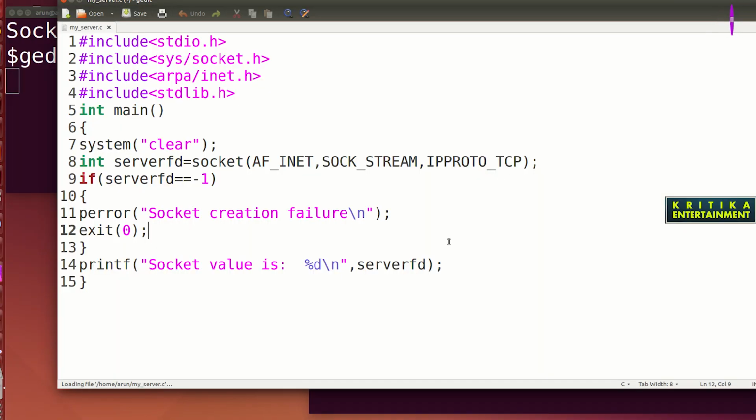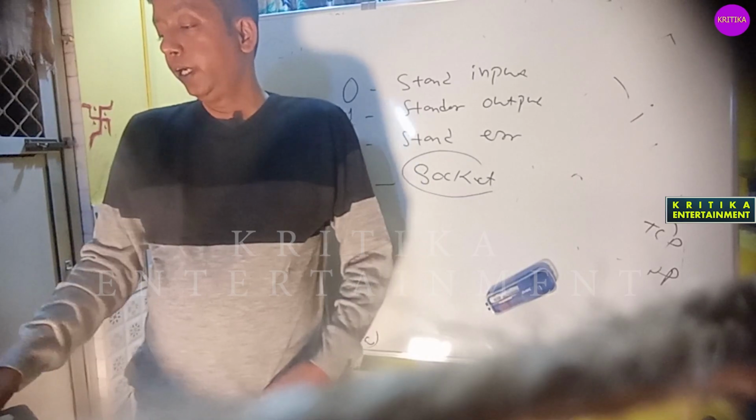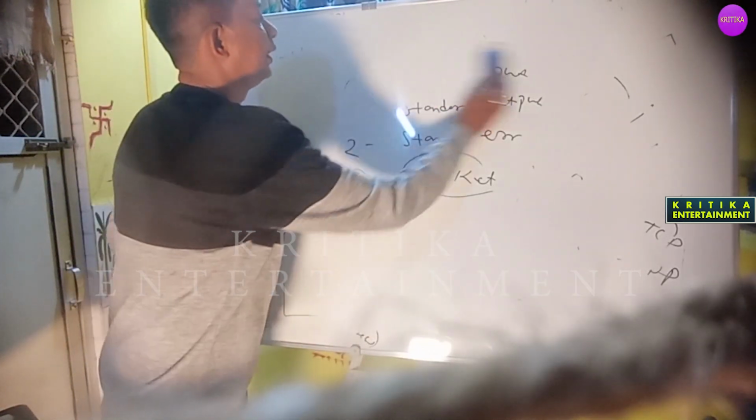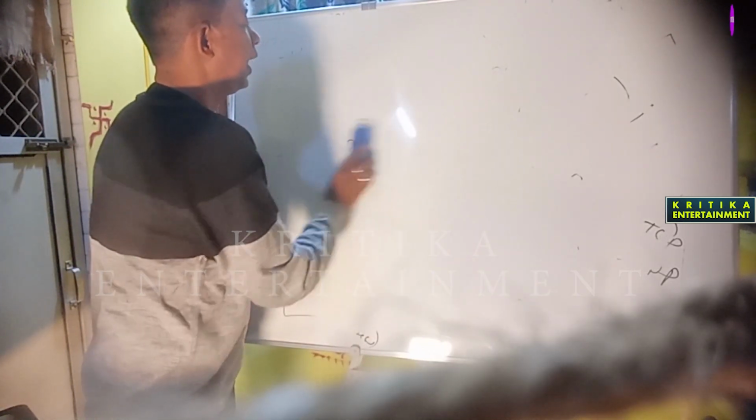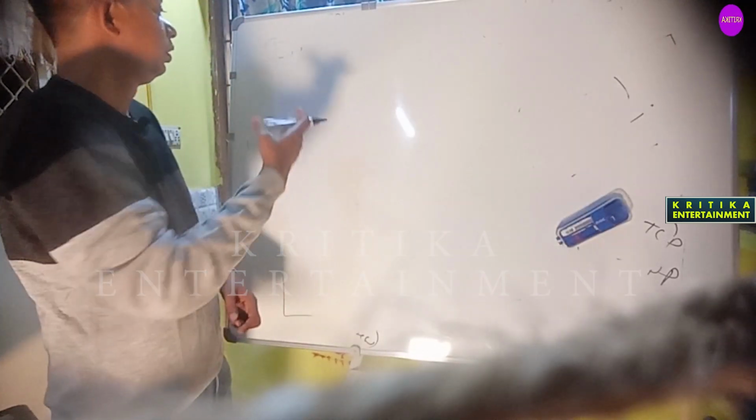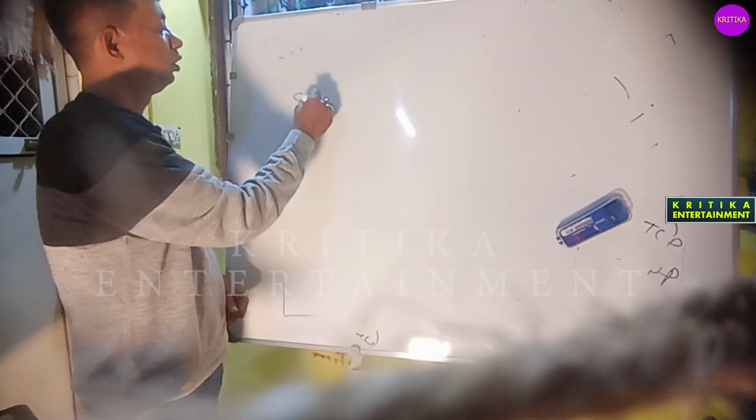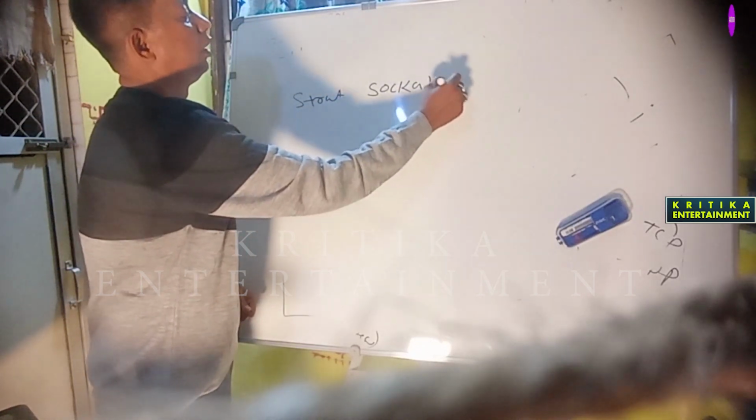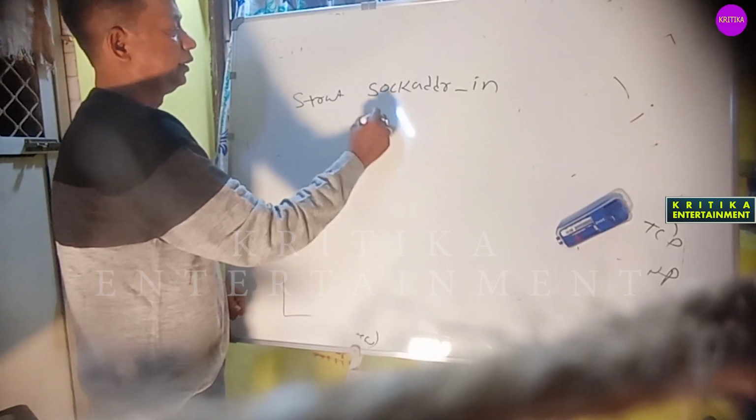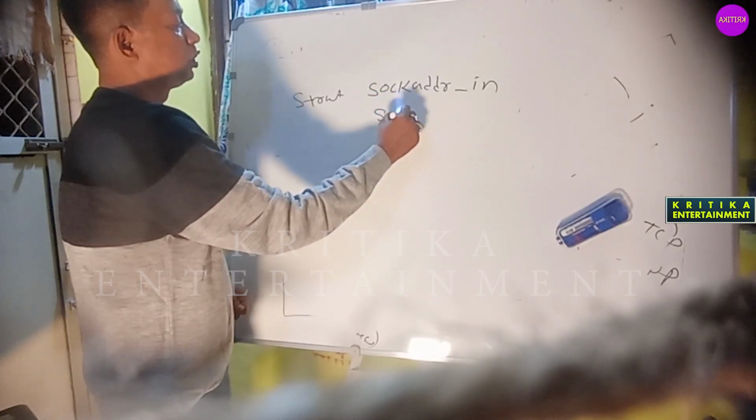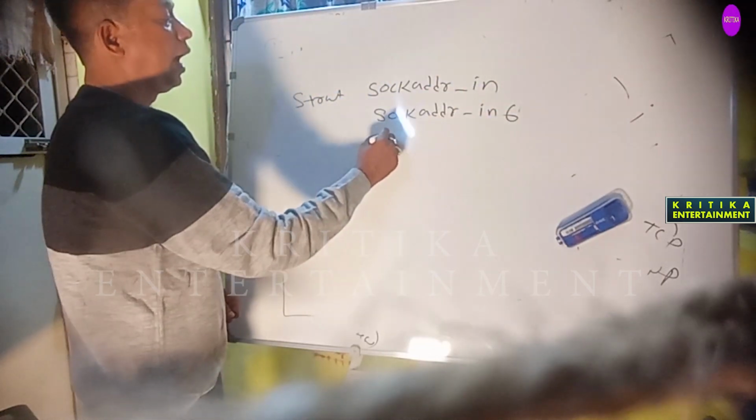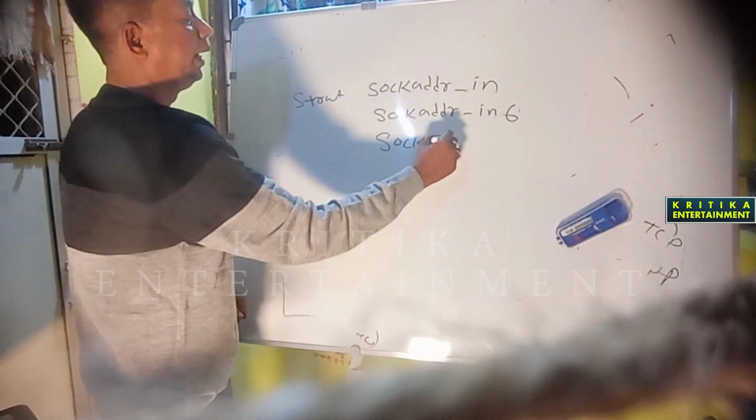After declaring the socket, what will start here? I will declare the internet structure. How do we declare the internet structure? You will write struct sockaddr underscore in. Another is sockaddr underscore in6, and this is the sockaddr.